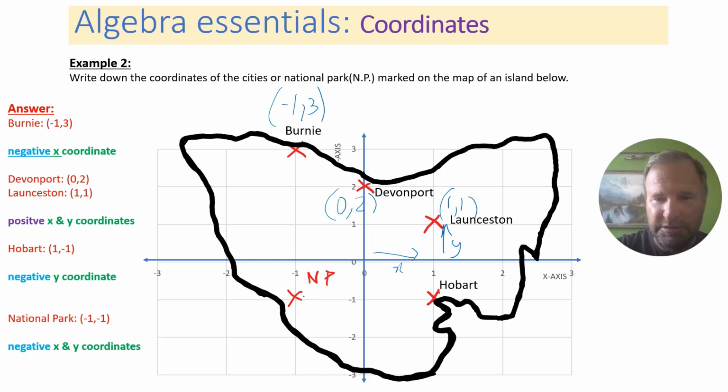Hobart, which is across your x-axis, which is here, and then this is down your y-axis, and that was 1, -1. And then you've got your national park here. So we went across here, which is your x, then we went down here, which is your y. So that's -1 and -1. Hopefully you can see where those points are coming from. Remember, they're not all positive now. They can be different values depending on which space or plane you're in on the grid square.